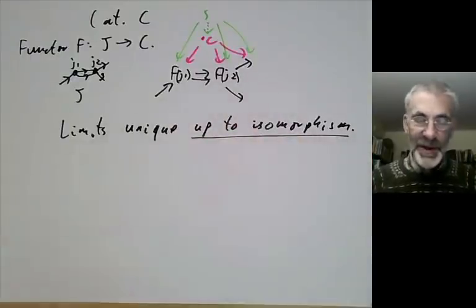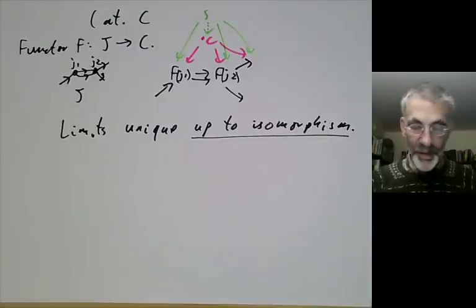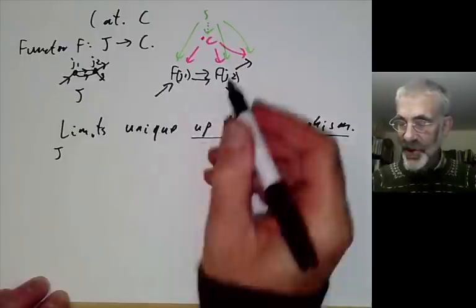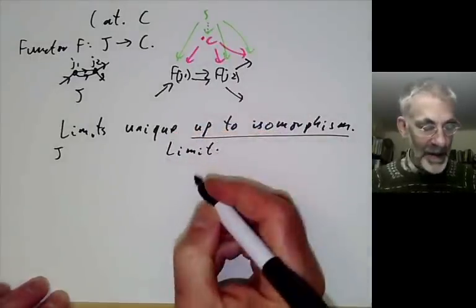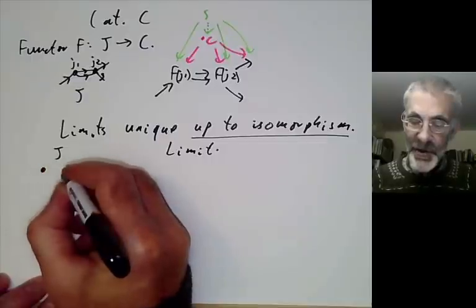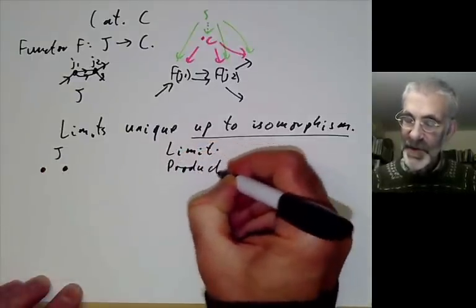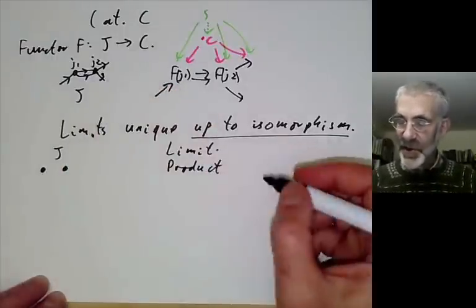And the proof of this is just the same as the proof I sketched for the products being unique. And now we can list some special cases of this. So here's the category J, and then I'm going to say what the special limit is. So first we could just take J to be 2 points. And then the limit will just be a product of two objects, because a morphism from a 2-point category to C is just two objects in C.